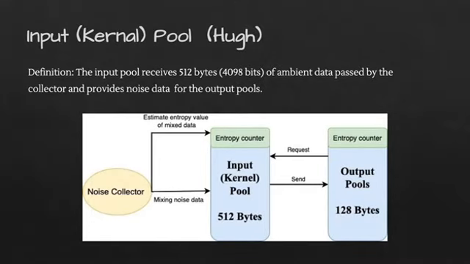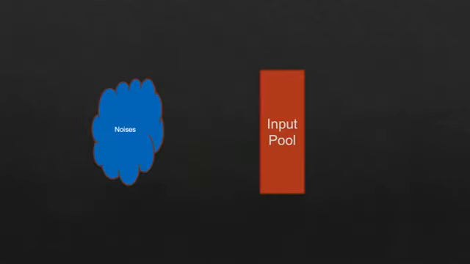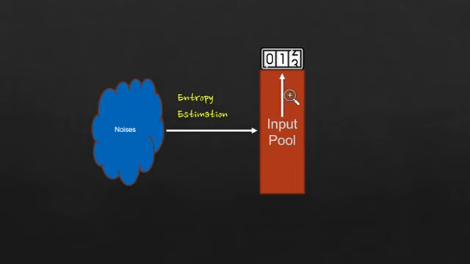I will introduce the two building functions in the input pool, the entropy estimation function and the mixing function. Before going to the details, I want to emphasize that the entropy estimation function is applied when you want to mix data from the noise sources into the input pool. And after the estimate, the entropy counter in the input pool will increment by the corresponding value.